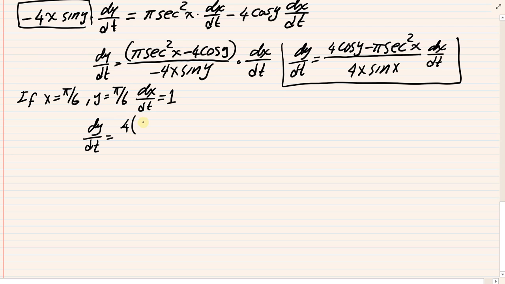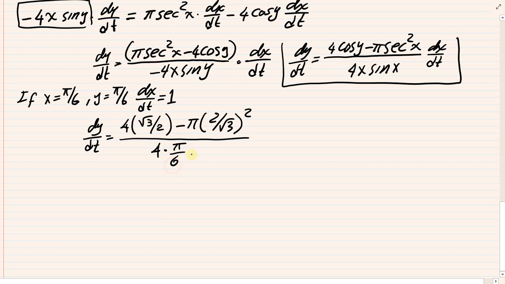Okay. Cosine y, cosine of pi over 6, that's cosine of 30 degrees, right? Which is root 3 over 2. And then negative pi secant of 30 degrees. That's going to be, secant is 1 over cosine. It's cosine root 3 over 2. So it's 2 over root 3. Okay. And then we square it because it's secant squared. Divided by 4x. X is pi over 6.